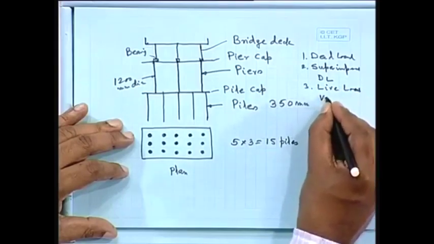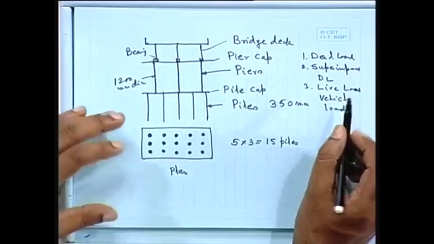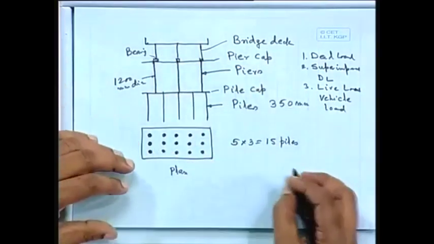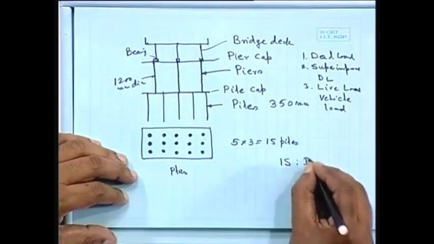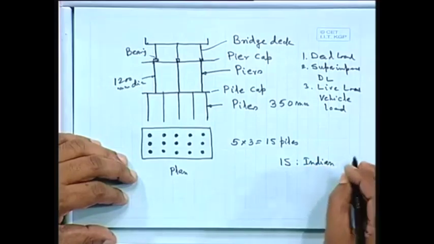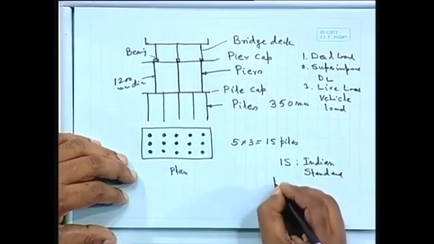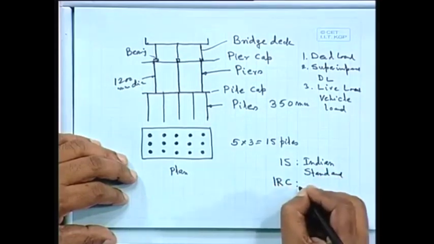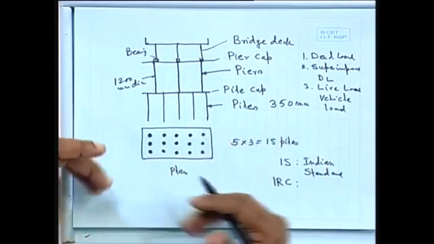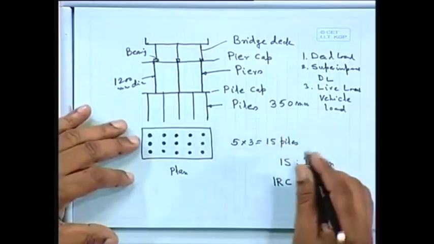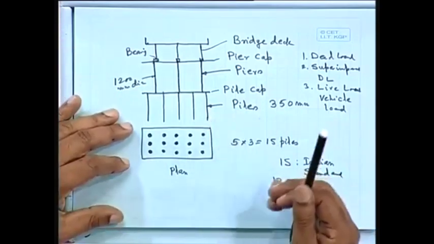Live load in terms of, say, vehicle load. There may be different classes of vehicles. Just for your reference I shall tell you, so far you know IS, Indian Standard. Another one is for roads, that is IRC, the Indian Roads Congress. Those codes are available for roads, and also for pavements and bridges. So those things are available here.